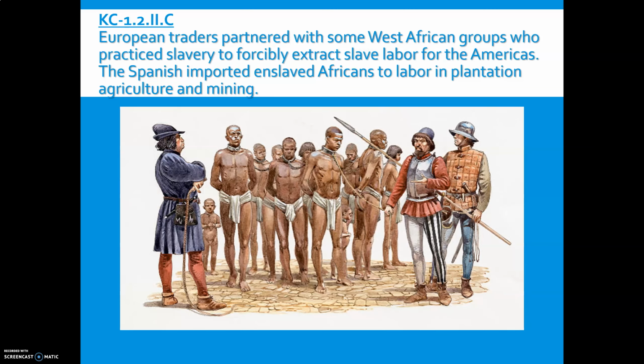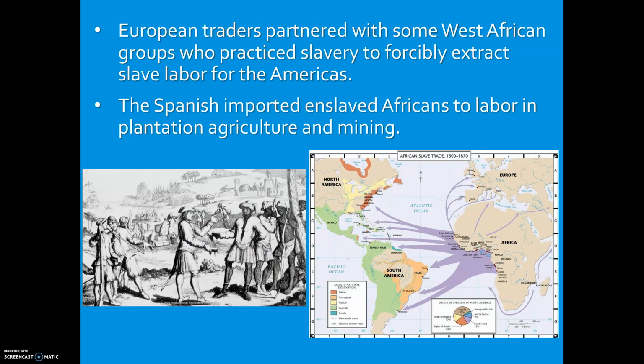Speaking of labor, our next development states that European traders partnered with some West African groups who practiced slavery to forcibly extract slave labor for the Americas. The Spanish imported enslaved Africans to labor in plantation agriculture and mining. So when that development refers to the West African groups, we're talking about groups right along here on West Africa, where, as you can tell, the vast majority of the transatlantic slave trade originated. So we have groups along the coast who are engaged in the slave trade.